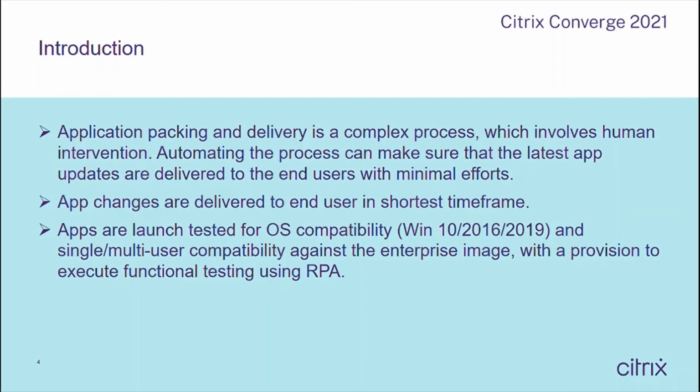Application packaging and delivery is a complex process which involves human intervention. Automating the process can make sure that the latest app updates are delivered to the end user with minimal effort. It automates the complex process from validation, application discovery, application packaging, and deployment onto the end user machine. App changes are delivered to the end user in the shortest time frame.